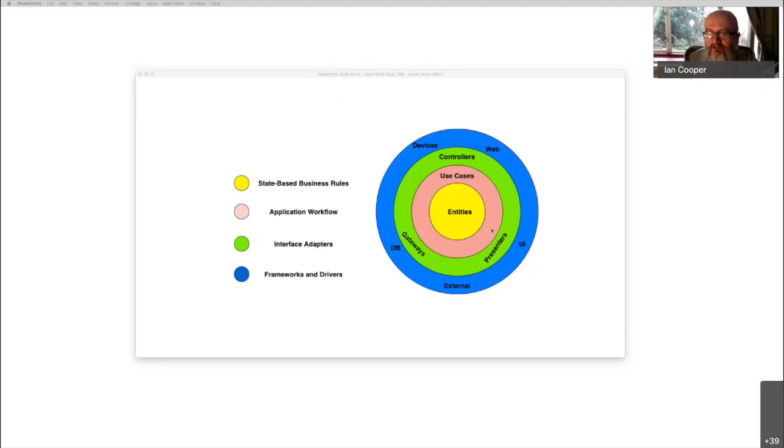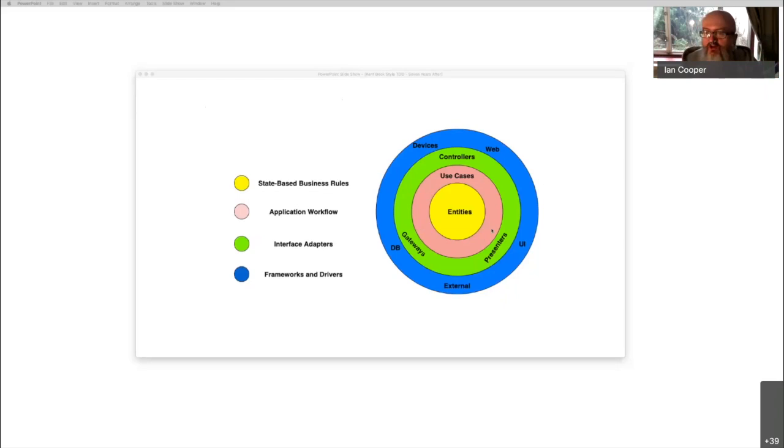Around that is where you integrate with frameworks and other things that you need. It's where you write your controller, so that your web framework can call you and pass you the HTTP request as parameters. It's where you talk to your messaging platform. It's where you talk to your database. And beyond that are the frameworks and the drivers that your system needs.